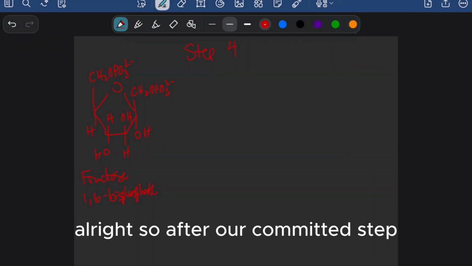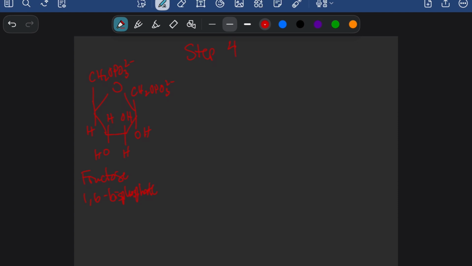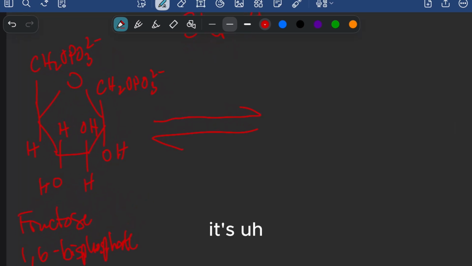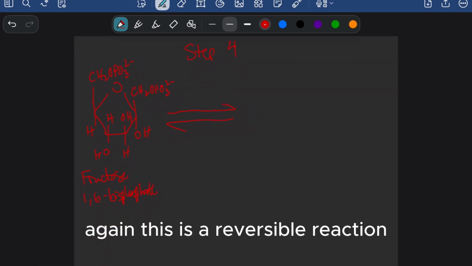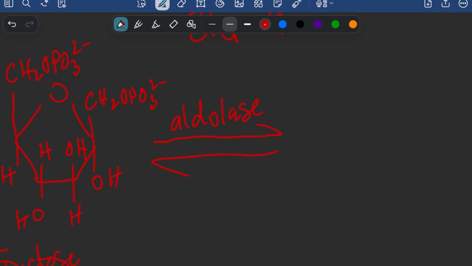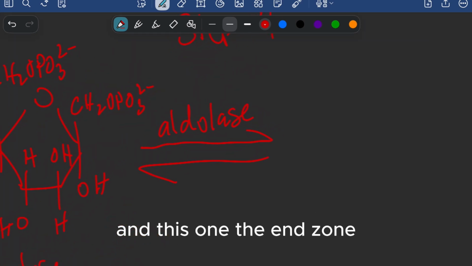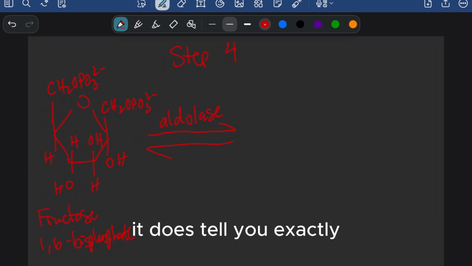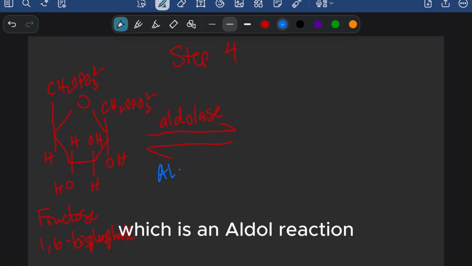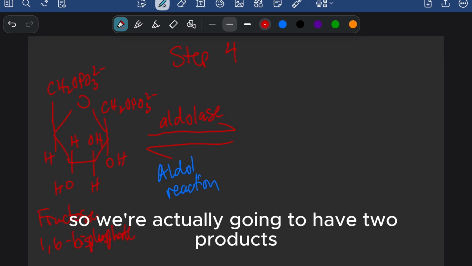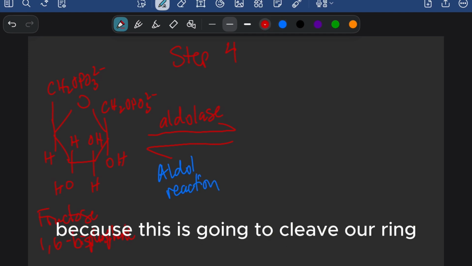All right, so after our committed step in step 3, we have step 4. And step 4 is very interesting. Again, this is a reversible reaction, and it's going to be catalyzed by an enzyme called aldolase. And this one, the enzyme doesn't really relate to the name of the substrate very well, but it does tell you exactly what kind of reaction happens, which is an aldol reaction. That's important to know. So we're actually going to have 2 products because this is going to cleave our ring.